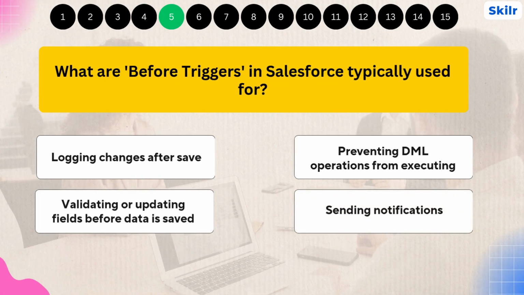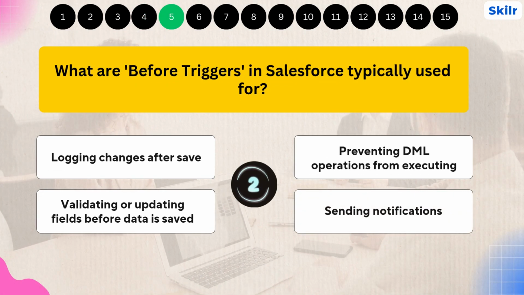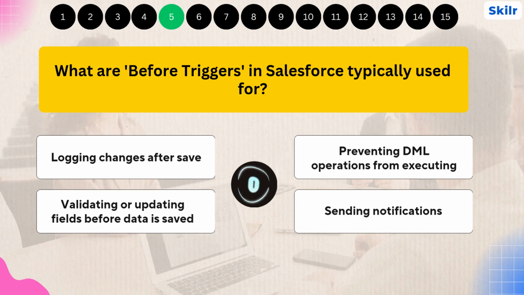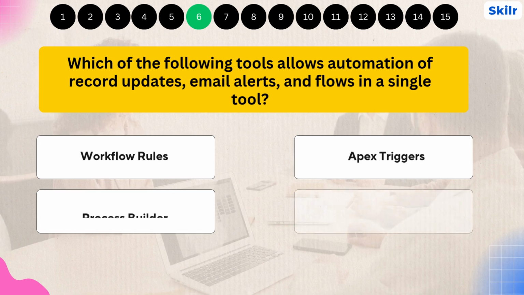Question 5. What are before triggers in Salesforce typically used for? The correct answer is validating or updating fields before data is saved. Before triggers are used to update or validate record values prior to saving them to the database.